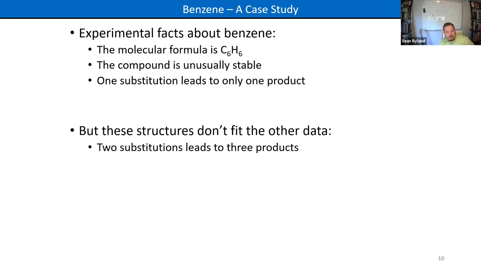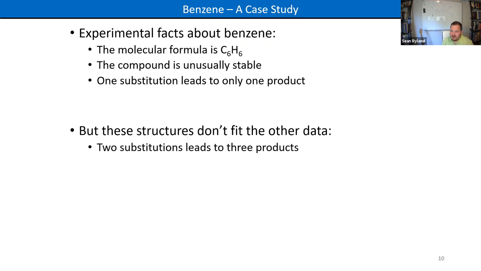So they tried continuing on with that, and rather than drawing the structure, I'm going to walk you through the logic, which is how they got to the structure of benzene. The idea that one substitution leads to only one product means that either all the carbons are the same, or one of the carbons is easier to do a substitution on than the others. But then they found out that a second substitution gave them three different products, which doesn't work with the one-carbon-is-easier-to-substitute logic.